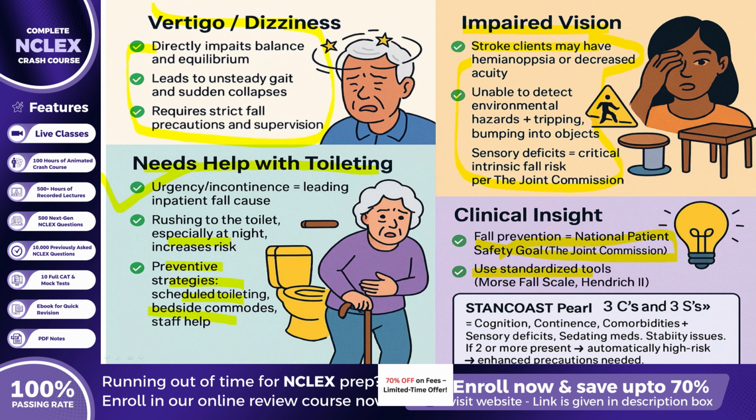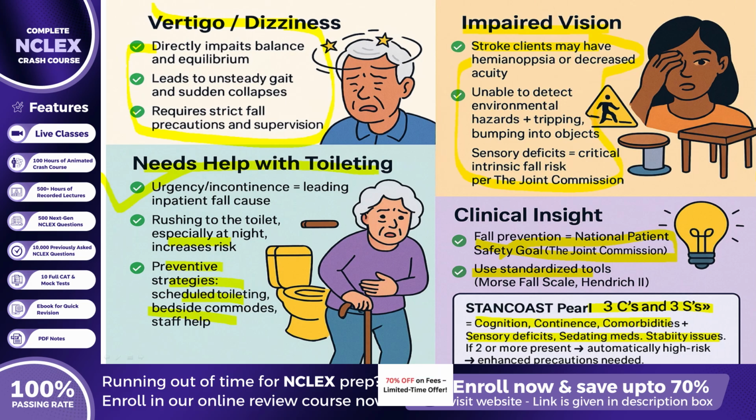And here comes your Stancoast Pearl. Always think of the 3 C's and 3 S's: cognition, continence, comorbidities, and sensory deficits, sedating medications, stability issues. If 2 or more are present, that client is automatically high risk and needs enhanced fall prevention interventions.